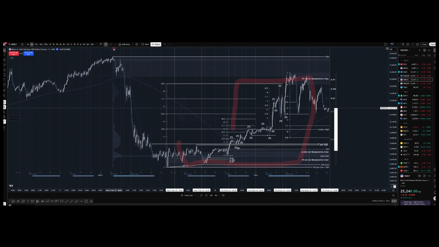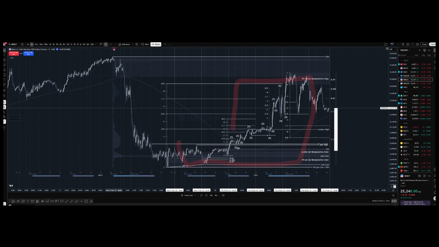I like sitting through this until London Q2. So then we get London does the manipulation below true day open. So we have our true day open here. We get manipulation below, and then we can draw on an additional zone. So now we have our zone stacking, right?